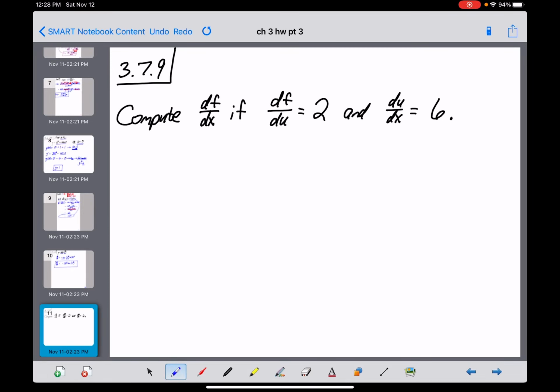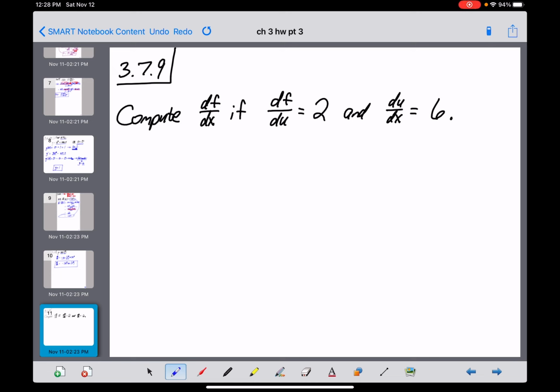Problem number 9 is one that I'm guessing a lot of you looked at and just went, huh? And had no idea what we were talking about, and probably said, boy, we didn't talk about how to do this at all in class. Well, we kind of did, everybody. There are a couple of ways of explaining this.